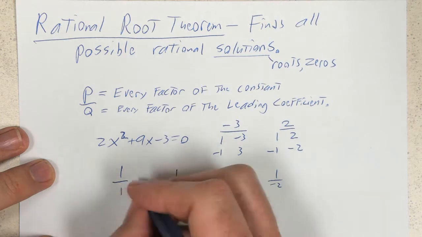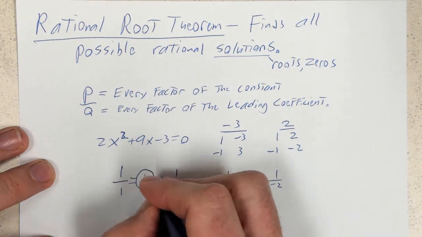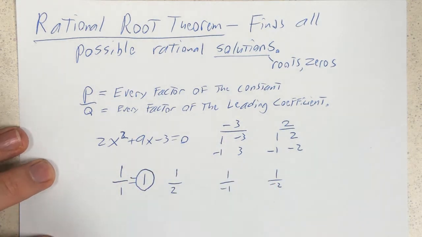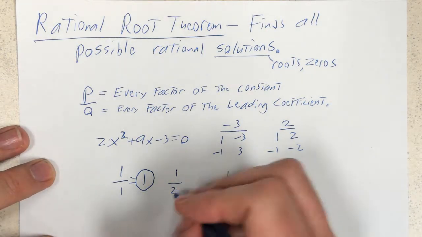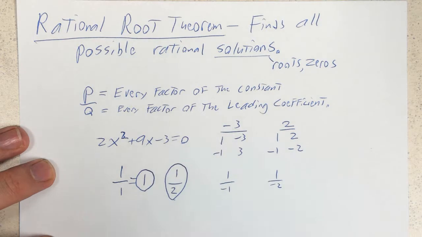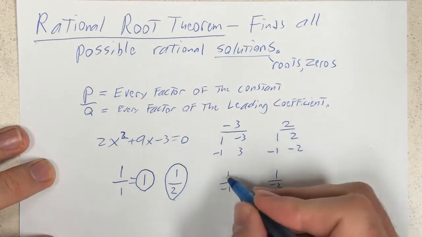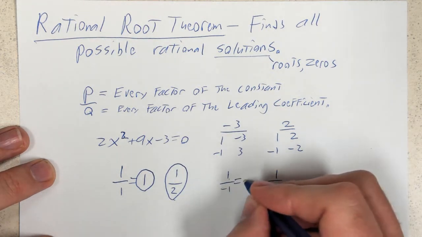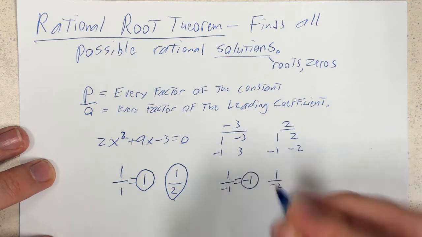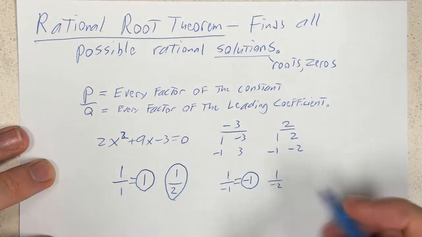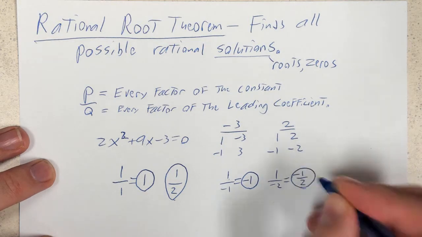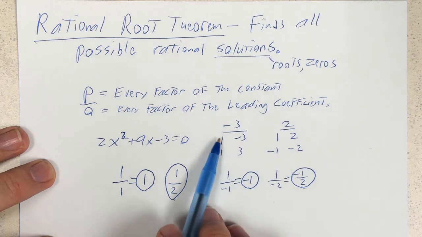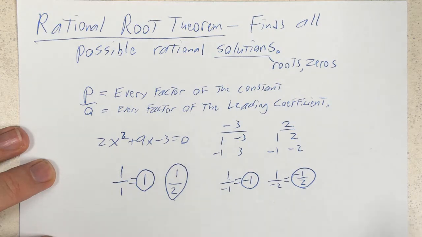So 1 divided by 1 gives me 1. That is a unique solution, so I'm going to go ahead and circle it. We're going to have a bunch of unique solutions here at the beginning. 1 divided by 2 is just 1/2, so that's another possible solution. 1 divided by -1 equals -1. And then 1 divided by -2, we could write as just -1/2. So we have 4 possible rational solutions from just the 1.